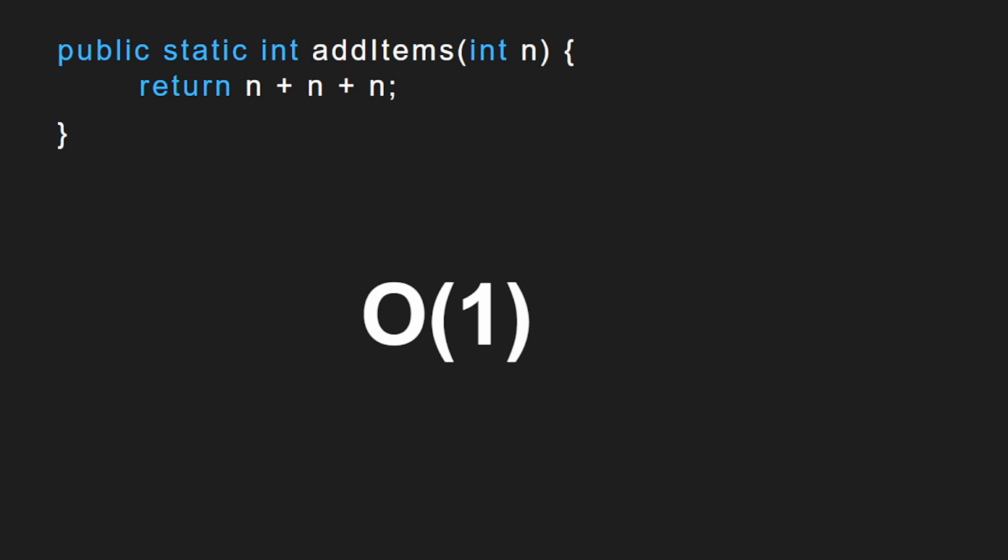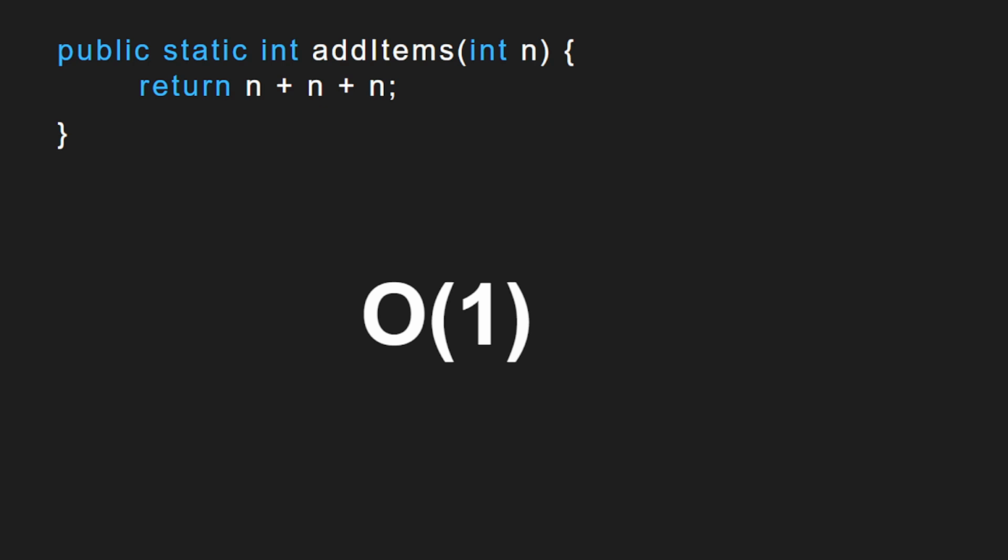So let's change this from being n plus n to being n plus n plus n. So we have two operations. So we could call this O of 2. As you may have guessed, we are going to simplify this and call it O of 1. O of 1 is also called constant. It doesn't necessarily mean that there's only going to be one operation. It means that as n grows, the number of operations stays constant.